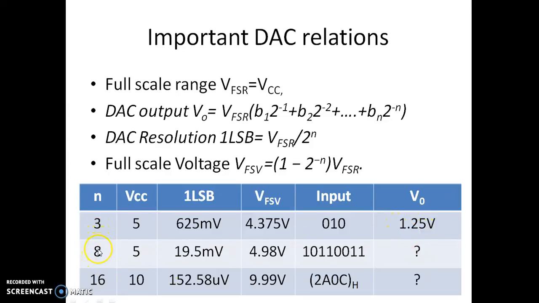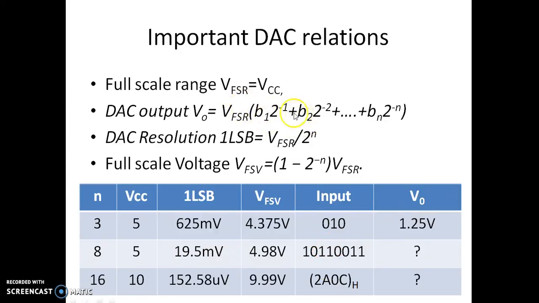So similarly, we are considering n of 8, VCC of 5 volts. The LSB happens to be 5 divided by 2 power 8, which comes out to be 19.5 millivolts. The full scale voltage will be 5 minus 19.5 millivolts, which happens to be 4.98 volts. So we have taken an input combination of this. So you can estimate what is the V0. Now V0 is the decimal equivalent of this multiplied by the resolution. So VFSR we know, which is 5. So we can estimate the decimal equivalent of this.